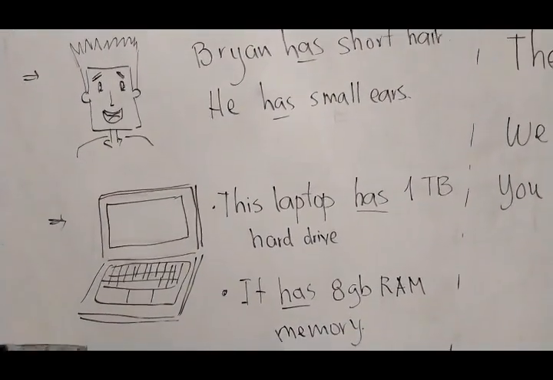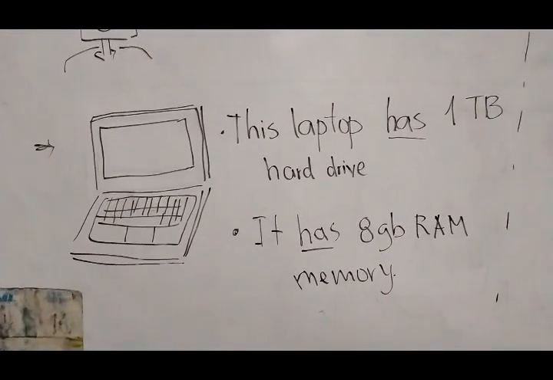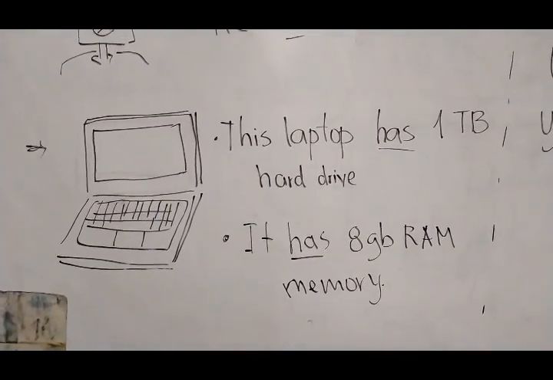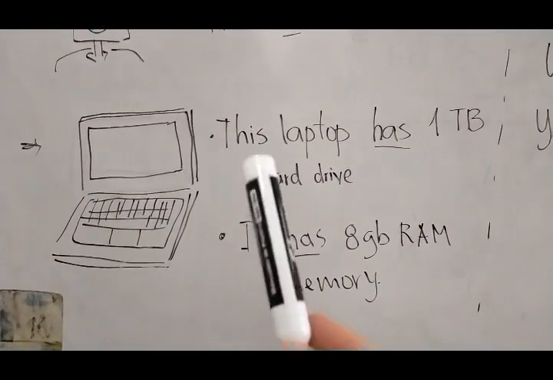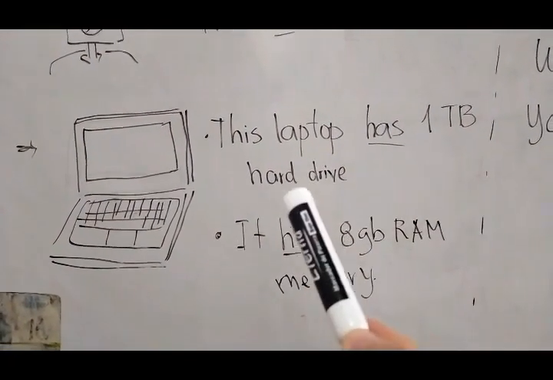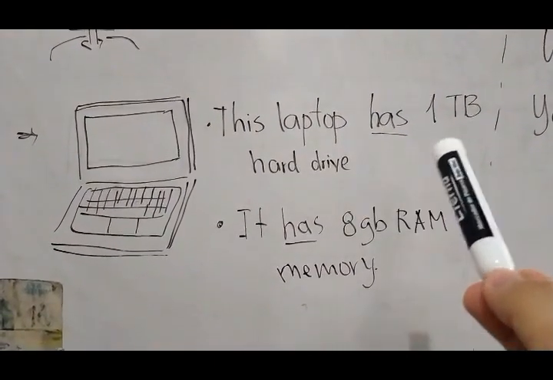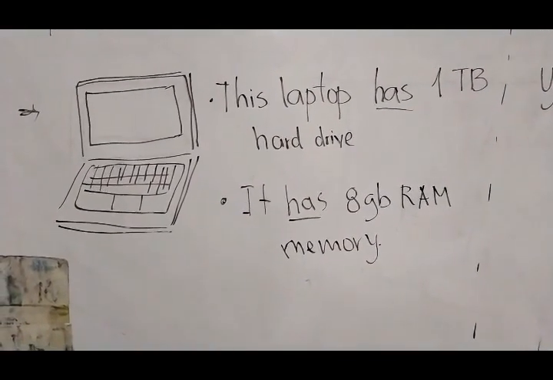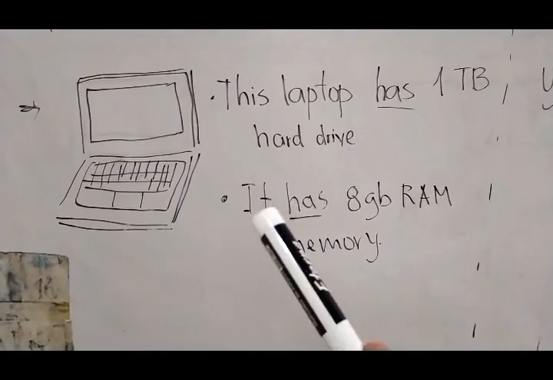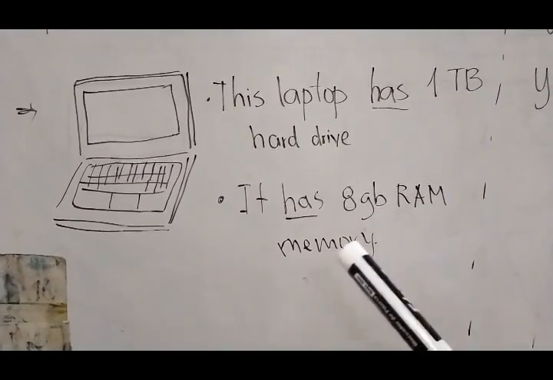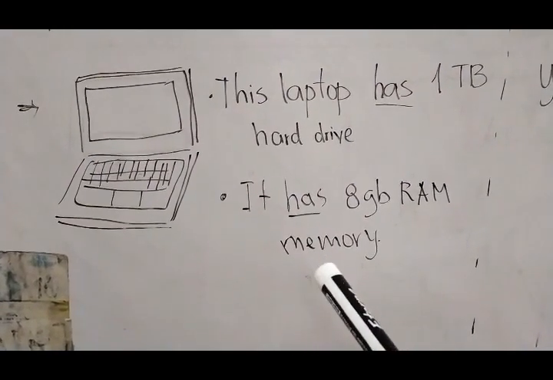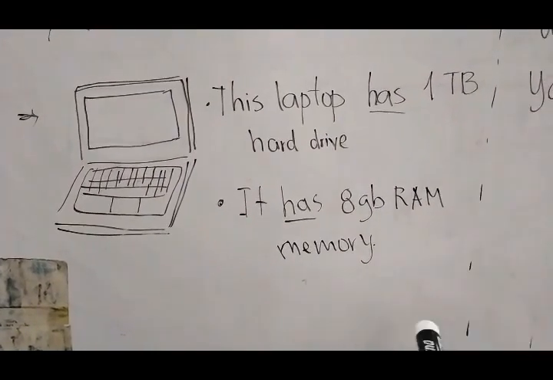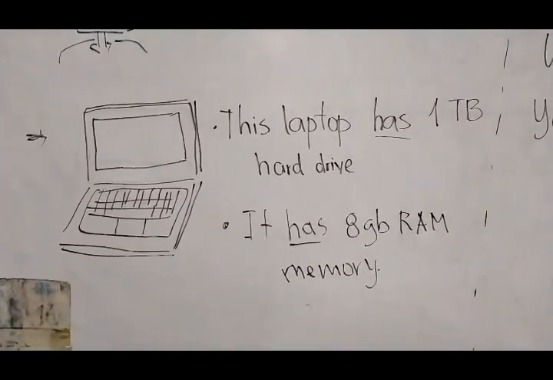Let's see another example. In this case, we have a computer. So, we are describing, in this case, an object. So, for example, what are the characteristics of this laptop? This laptop has 1 terabyte hard drive. Este computador tiene 1 terabyte de memoria. So we are describing one characteristic. Another characteristic of this computer is that it has 8 gigabytes RAM memory. So this is another characteristic. Tiene 8 gigabytes de RAM. So these are examples of the verb has and have to describe a characteristic.